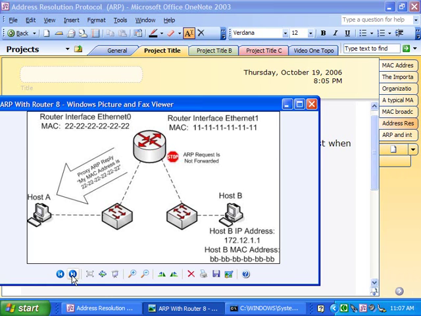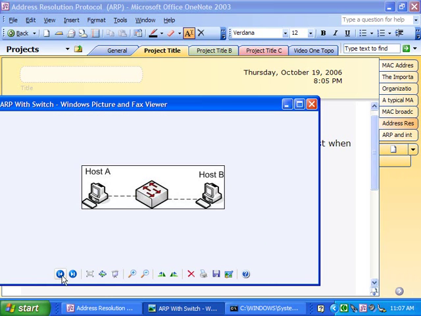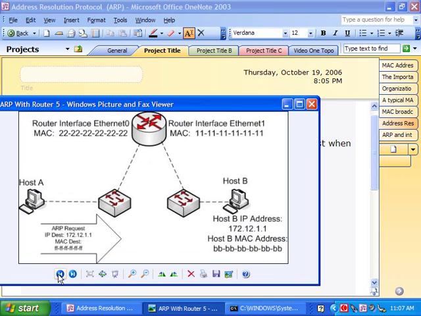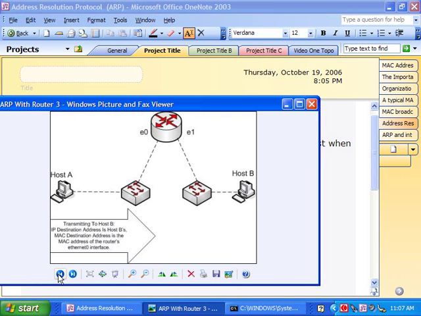So now, at that point, when host A starts sending data, let's go back there, yep, same thing. The IP destination will be that of host B, and that will always be the case. The MAC destination address is going to be the E0 MAC address.